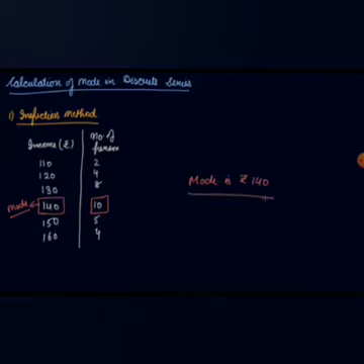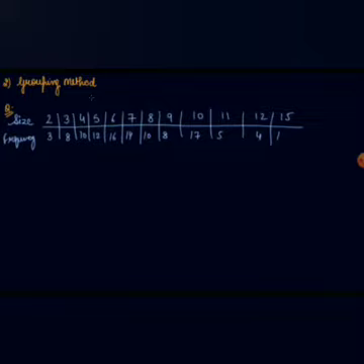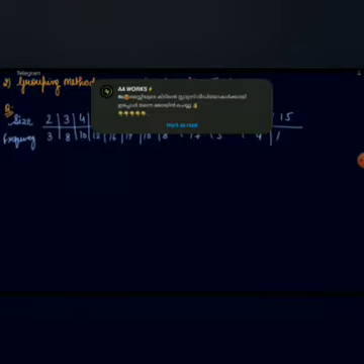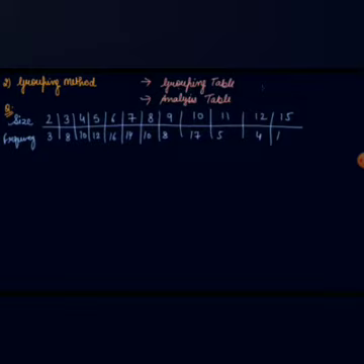The second method which we will study is the grouping method, which is the most important and a bit difficult method to understand. So do understand it very properly. In the grouping method, we'll make two tables. The first is your grouping table in which you will group the data, and the second table will be the analysis table in which you will do the analysis and find out the mode value. Now in the grouping method, you make 6 columns.